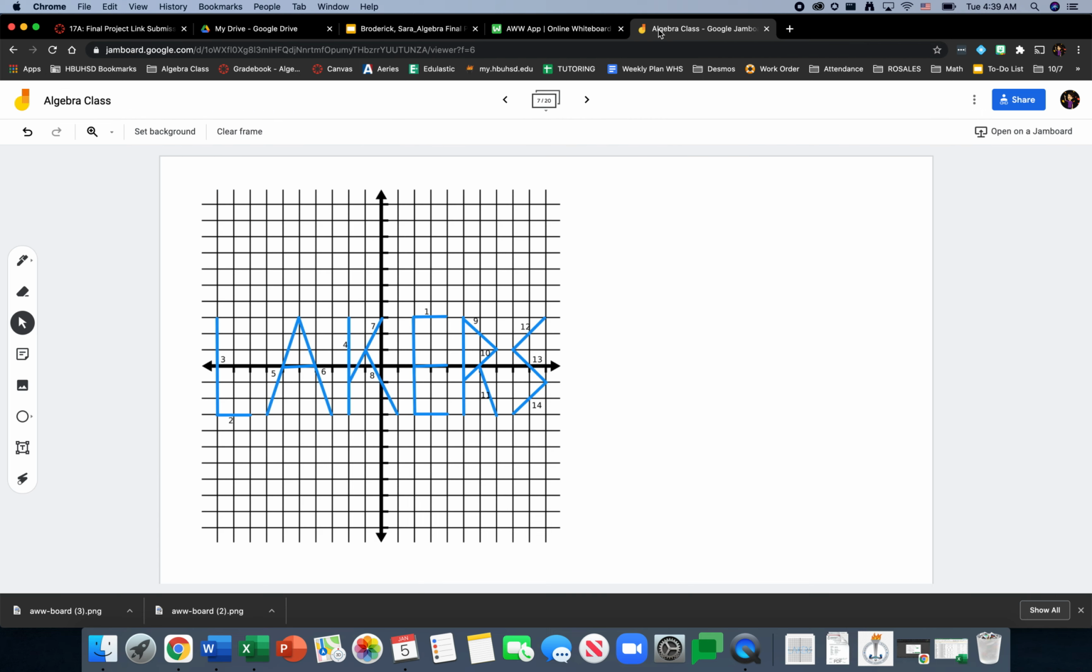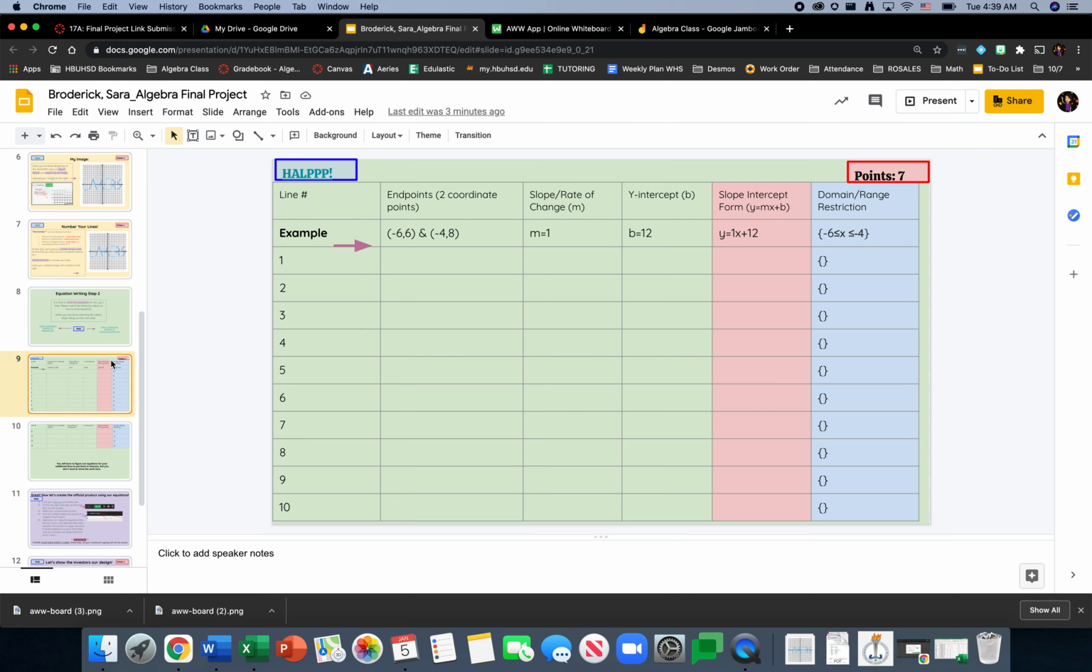So, let's start right here. I'm going to use line 5 in my design as an example. So here's line 5. Now let's look at what you're being asked for here. The first thing you're asked for in this table is the end points. The end points are the points where the lines end. So these are the end points.